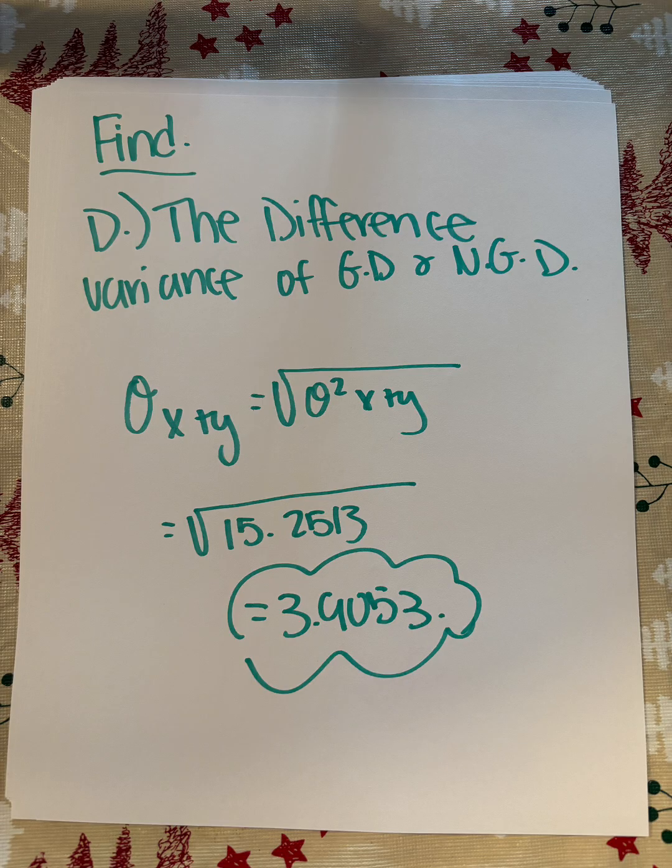Alright, lastly, we're going to find the combined standard deviation of game day and non-game day. How we're going to do this is we're going to use the formula σ of X plus Y, which equals the square root of σ² of X plus Y, and that's just going to be the sum from the last problem, which is going to give us 3.9053.